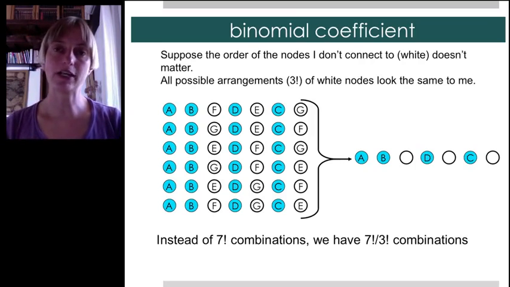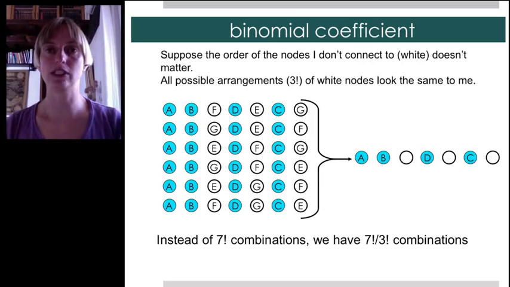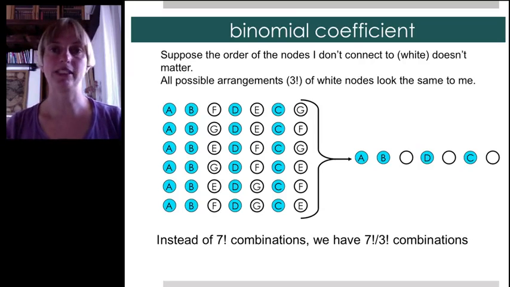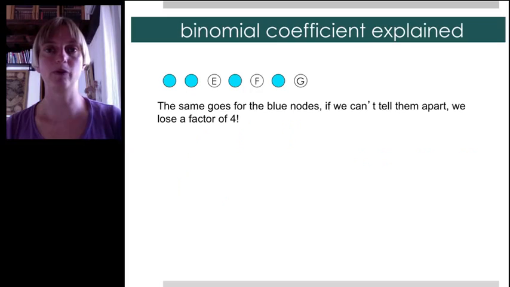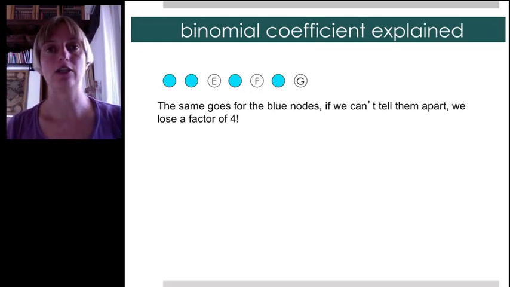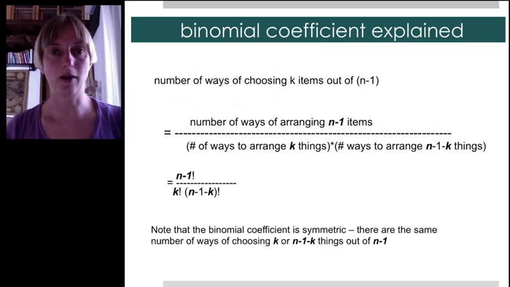So our 7 factorial is now divided by a 3 factorial in the denominator, which is the number of different arrangements that we now don't distinguish between. Similarly, for the nodes that we did connect to, there are 4 factorial different ways of ordering them, and now we don't care about their particular ordering, so we have another factor of 4 factorial in the denominator.